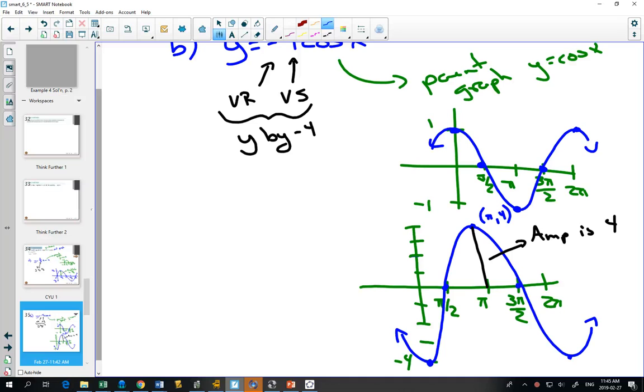Okay, questions for practice on this one? 3A and B, 4, 5, and 9.